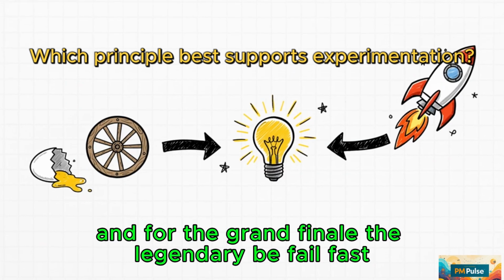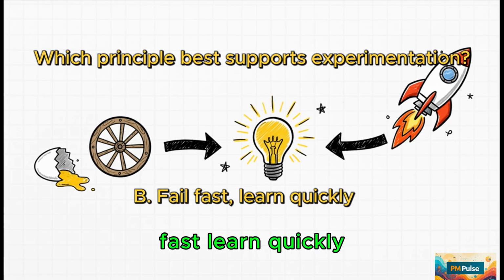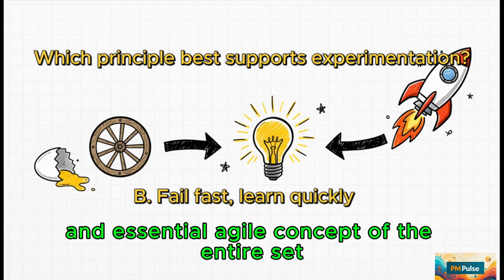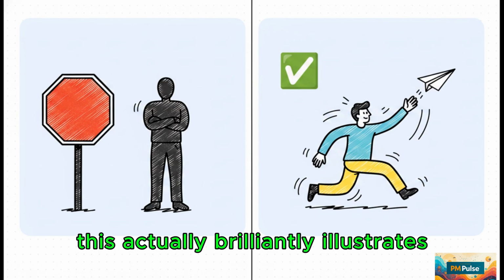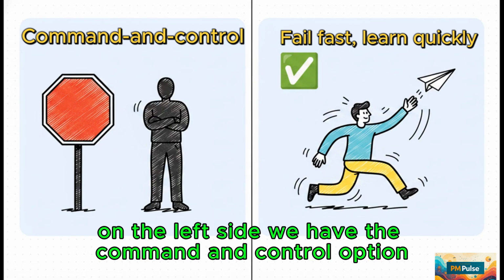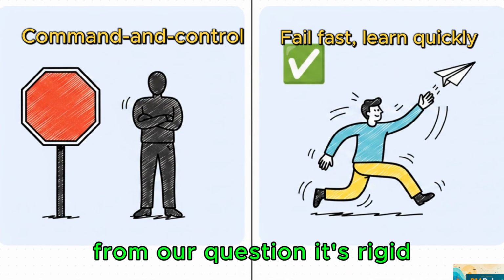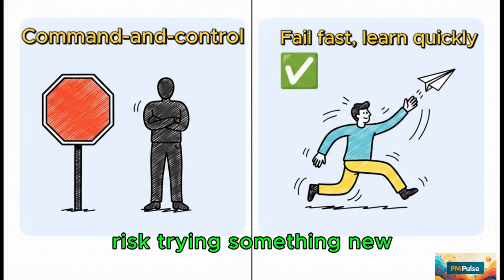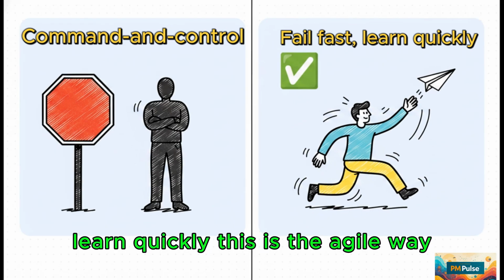And for the grand finale, the legendary B, fail fast, learn quickly. This caps off our mock exam with arguably the most dynamic and essential Agile concept of the entire set. This actually brilliantly illustrates the core difference in mindsets here. Just consider the comparison. On the left side, we have the command and control option from our question. It's rigid. It inherently punishes failure, which means no one is ever going to risk trying something new. But on the right, fail fast, learn quickly. This is the Agile way.